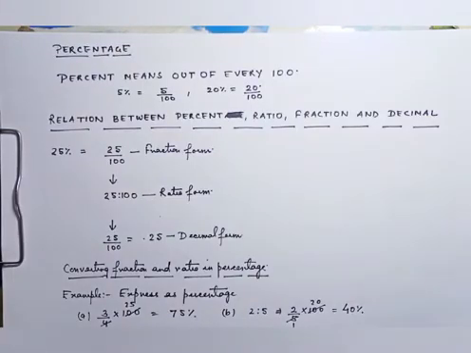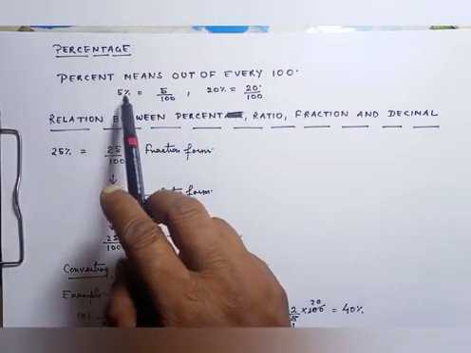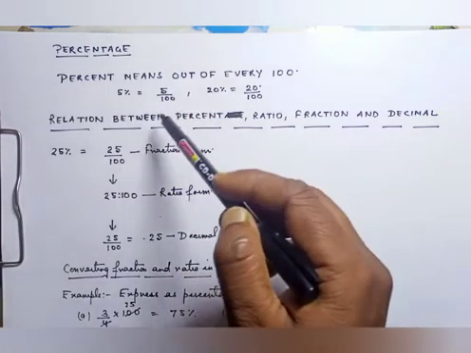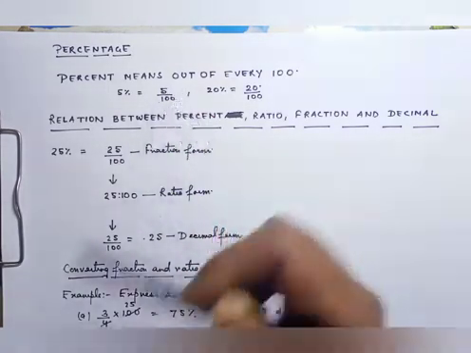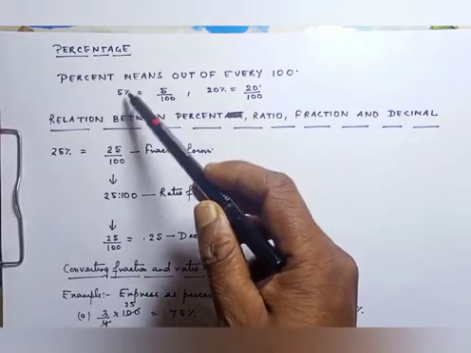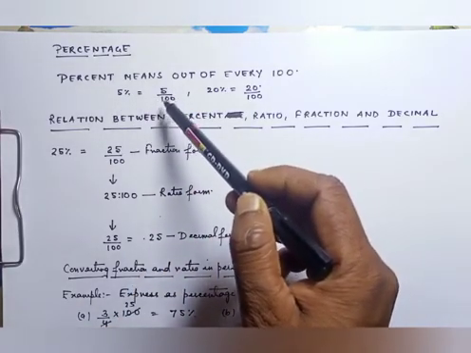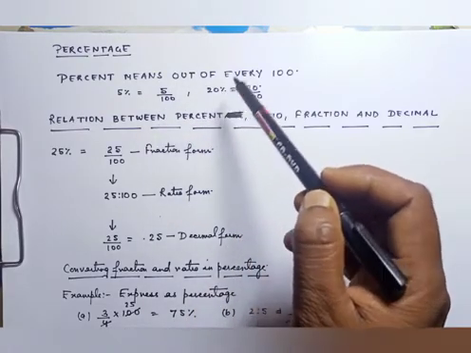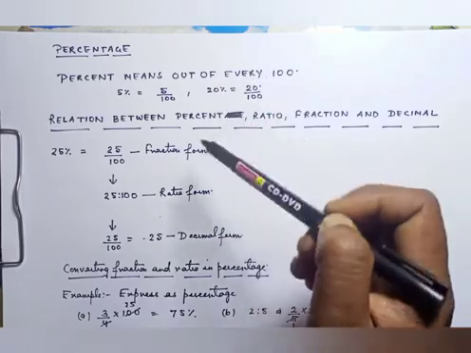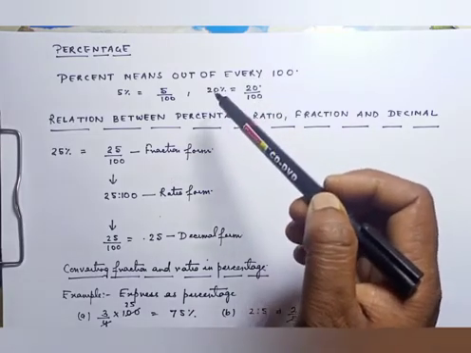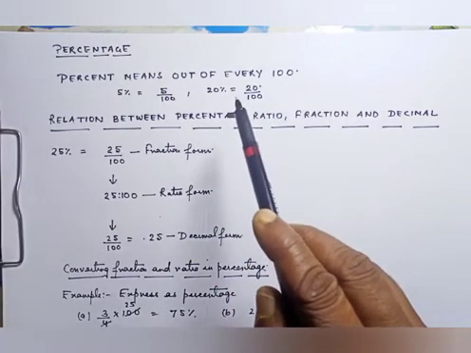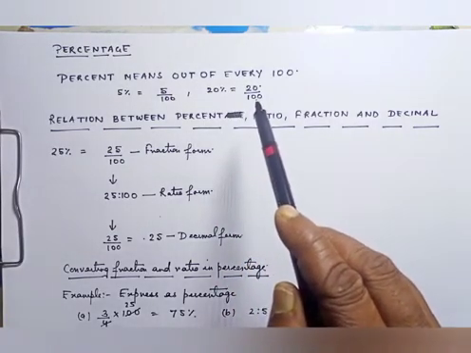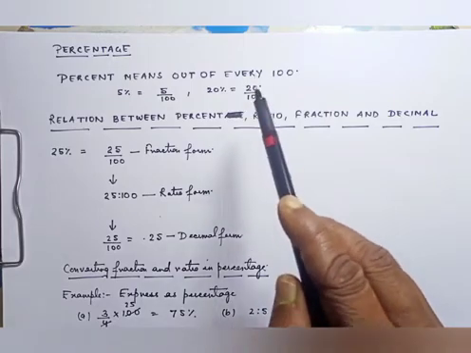Let us move to another topic, that is percentage. What is percent? Percent means out of every 100. Suppose 5% is written over there and we have to write it in the form of a fraction or in the form of a ratio, simply we are going to remove the percent sign and add 100 to the denominator place. Similarly, if 20% is given to you and we have to convert it into fraction or ratio, simply we are going to remove the percent sign and add 100 to the denominator place, and if it can be simplified, we can simplify it.